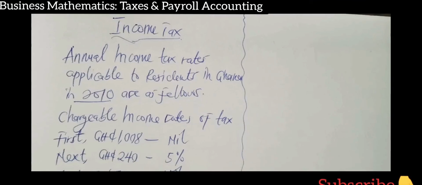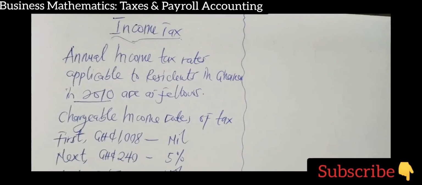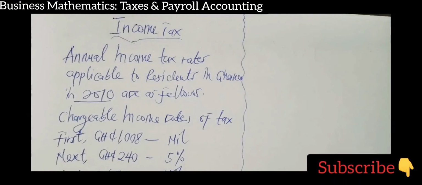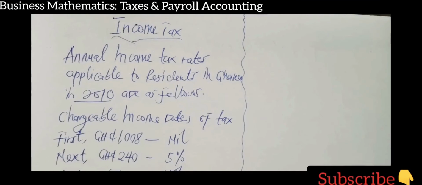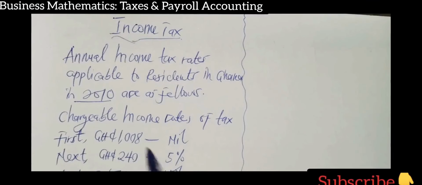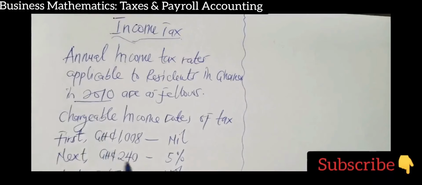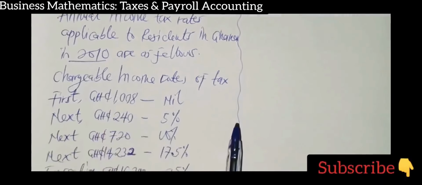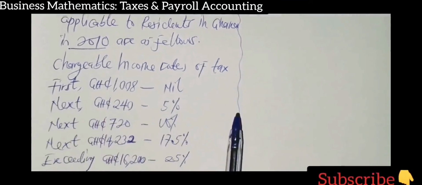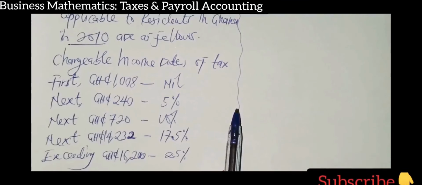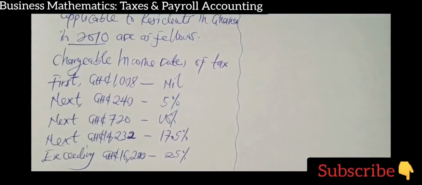Okay, but in practical sense, at times you multiply the tax rate by the income, then you get your income tax that you need to pay to the government from your earnings. All right, so that's the annual income tax rate for residents in Ghana, year 2010. These were the values that we were talking about. Now these were how we used to compute the income tax for employees in companies, organizations, or ministries.